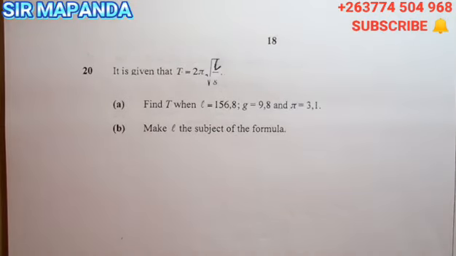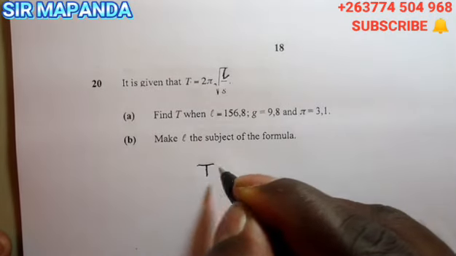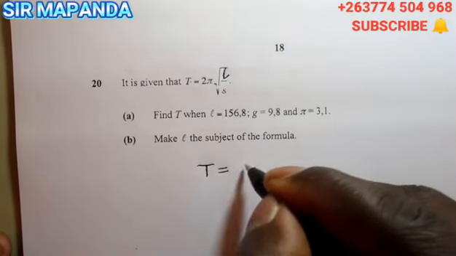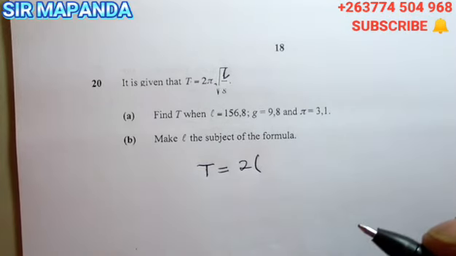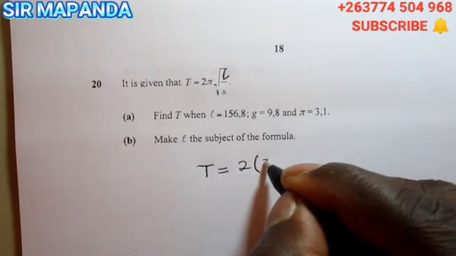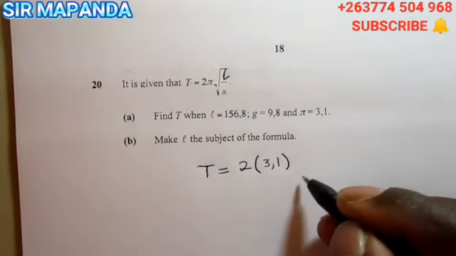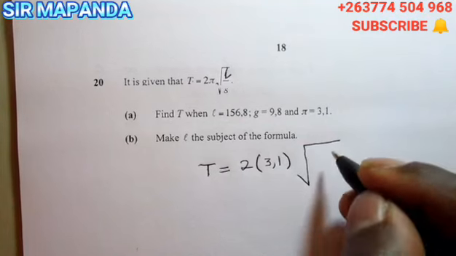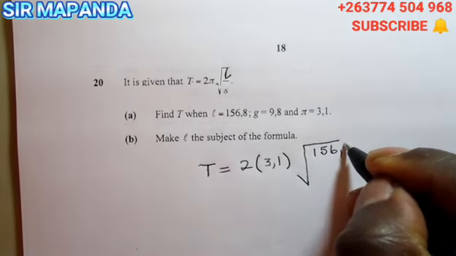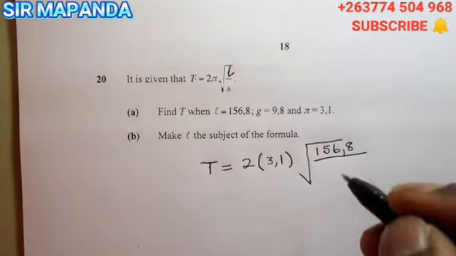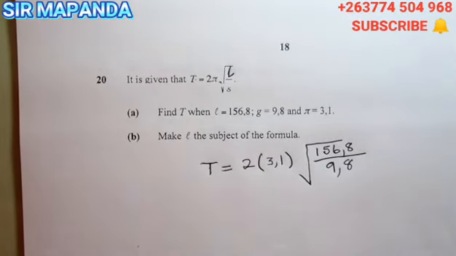Find t when L is equal to 156,8, G is equal to 9,8, and pi is equal to 3,1. So this is a matter of substitution, right? So I'm writing t is equal to 2, open bracket, pi, you are going to put 3,1. Then you put a square root like this. L is 156,8 to be divided by G, where G is 9,8. I hope you are listening.